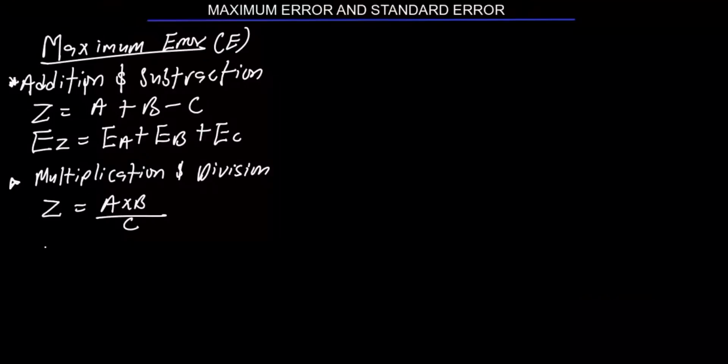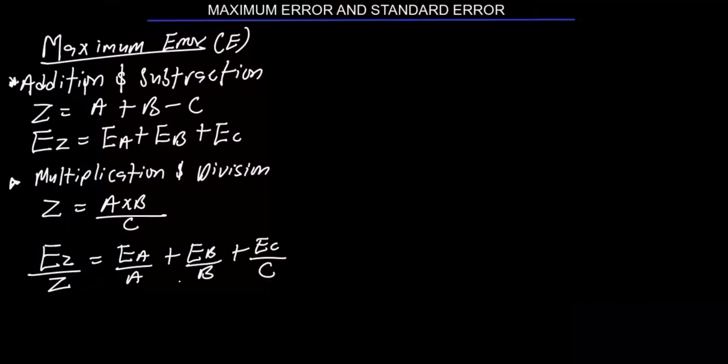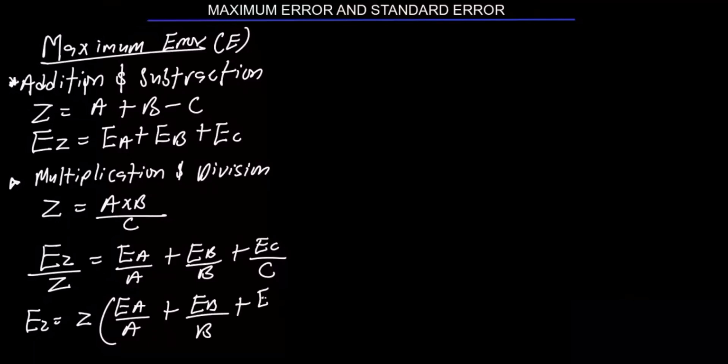It's very simple. Look at the pattern you are going to write. EZ over Z equals EA over A plus EB over B, similarly plus EC over C. Now, for me to find EZ, what will I do? EZ equals Z, multiply everything by Z, times EA over A plus EB over B plus EC over C. This is how to calculate the maximum error in Z whenever your formula involves multiplication and division. Take note of this, very, very vital.